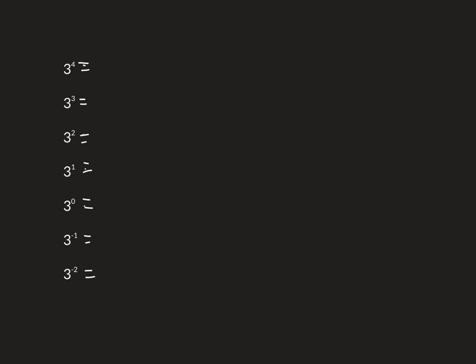Alright, today we're going to be going over negative exponents. But first I want to go over a few examples here of just regular positive exponents. So 3 to the 4th power here is equal to 81. If you just type these in on your calculator, that's where I'm getting these numbers from. 3 to the 3rd power is 27. 3 squared is 9. 3 to the 1st power is 3.